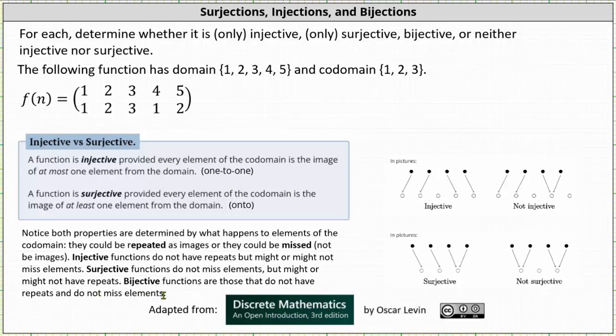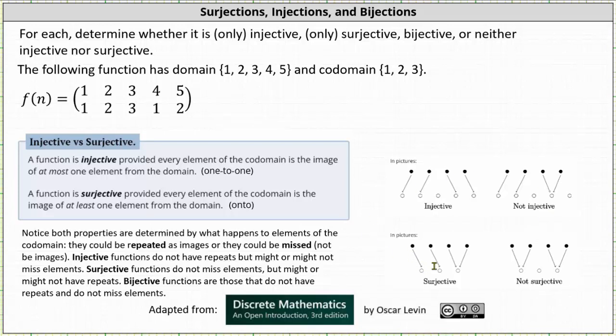And bijective functions are those that do not have repeats and do not miss elements from the codomain. Bijective functions are functions that are injective and surjective. On the right, we have several mappings showing an injective function, a function that is not injective, a function that is surjective, and a function that is not surjective. So if these definitions are new to you, you may want to pause the video and make sure these all make sense.